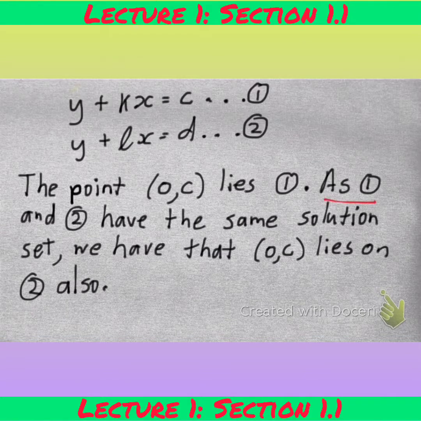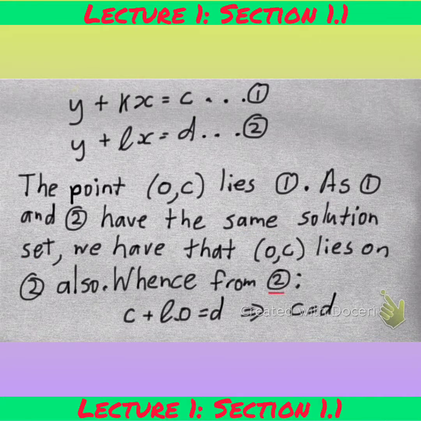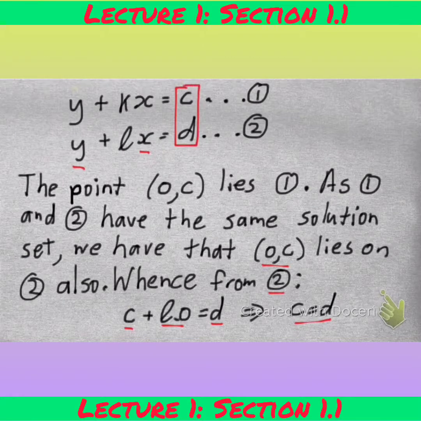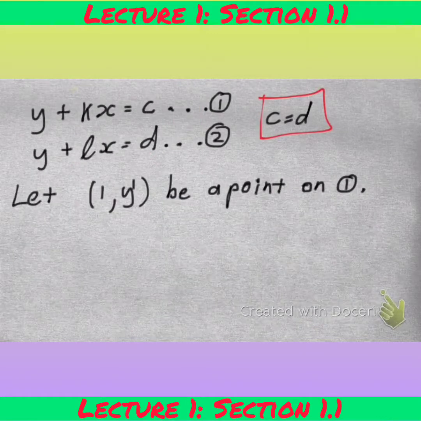Now, as 1 and 2, remember we originally assumed, because they both have the same solution set, we have that the point (0, c) will also lie on equation 2. So from 2, if we plug (0, c) in there, I make x 0 and I make y c, then what do I get? I get c plus 0 equals d, and that is going to imply that c is equal to d. So I proved basically that these two quantities are the same. Right, so we proved that c is equal to d.